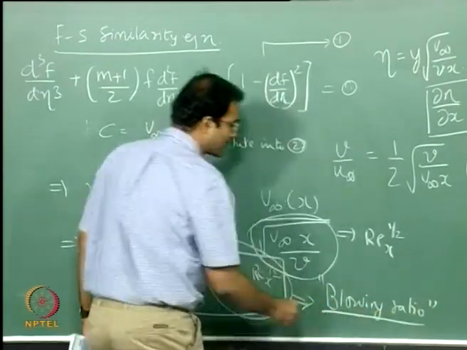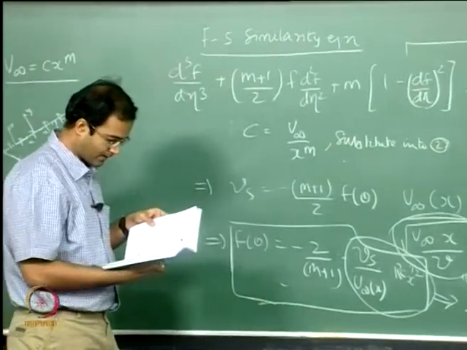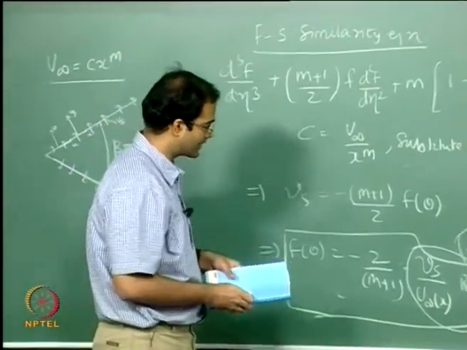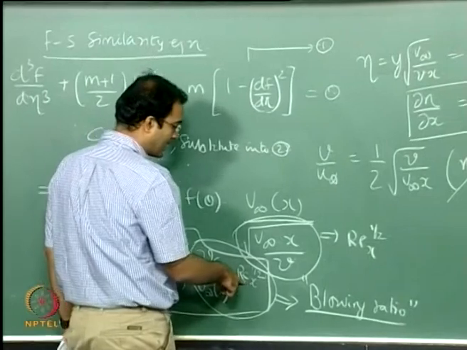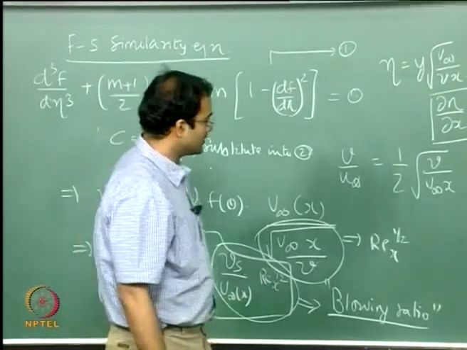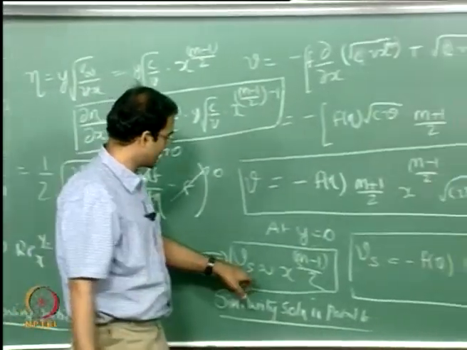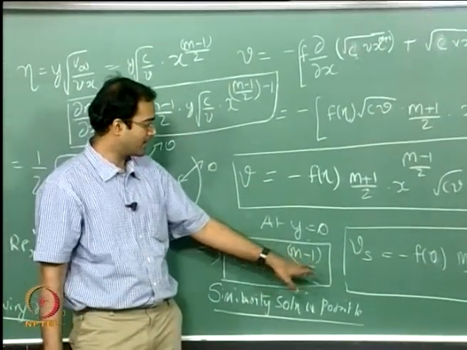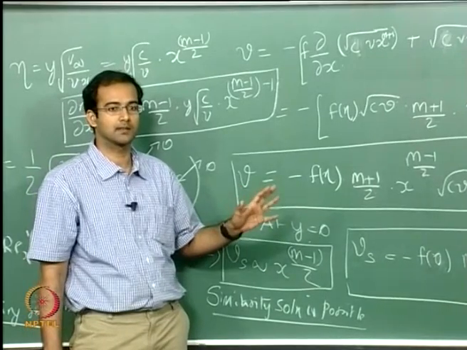Okay, you can give maybe some other notation to that. I don't want to give anything. I just want to describe Vs by u infinity into Rex power half, which is basically nothing but your blowing ratio, that is something like the ratio of V by x power (m minus 1) by 2, which is nothing but some constant.